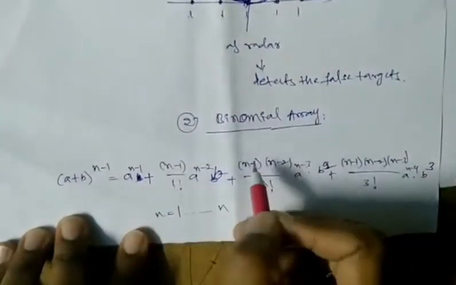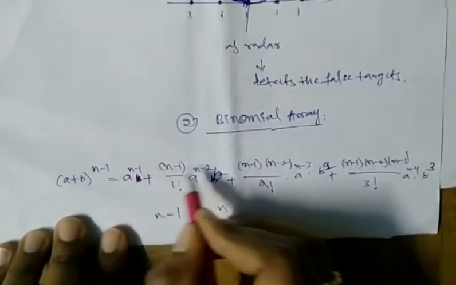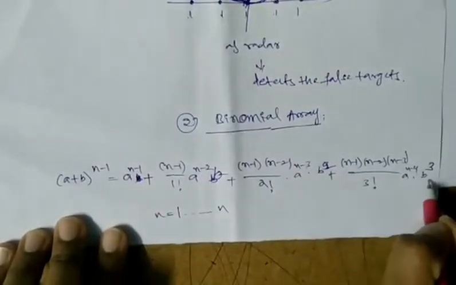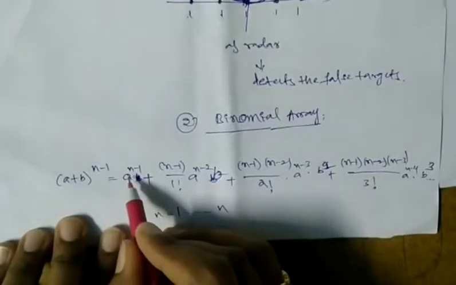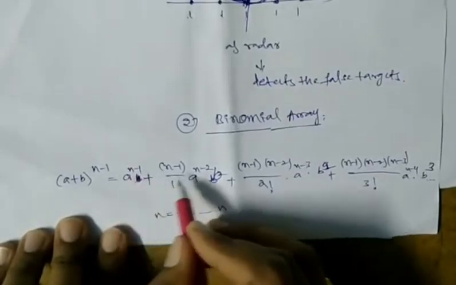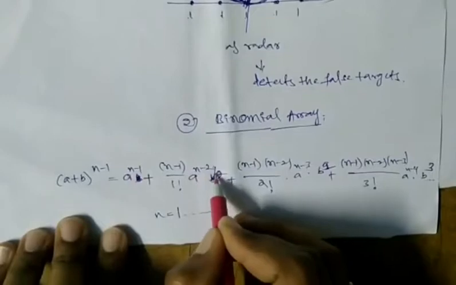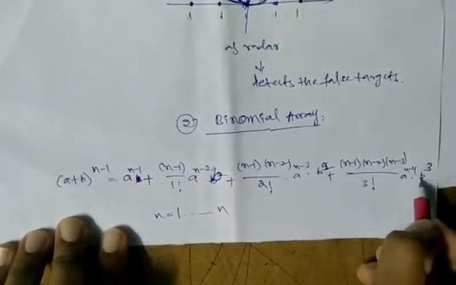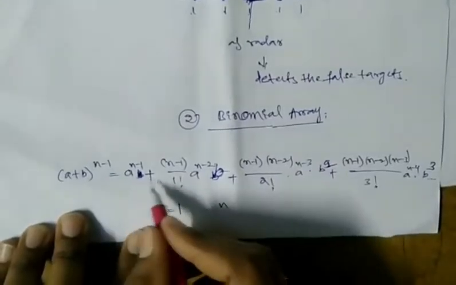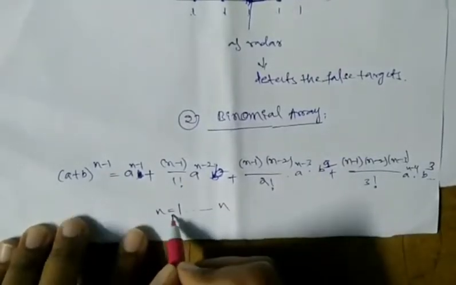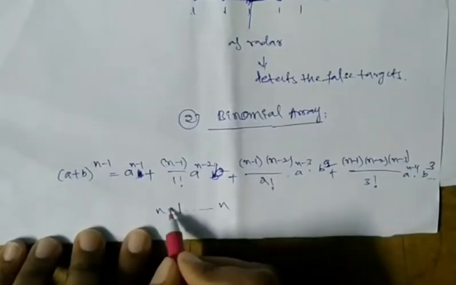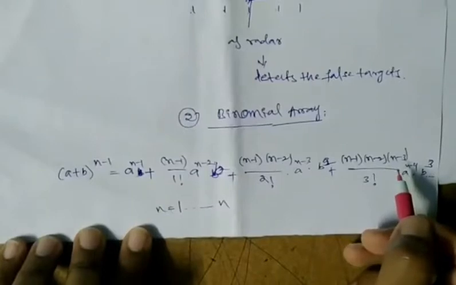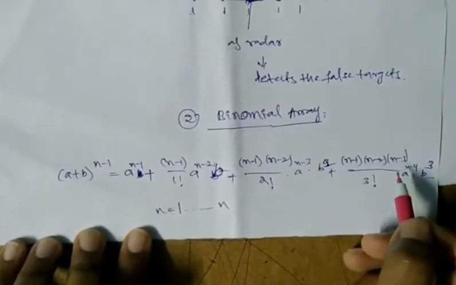See here, observe this formula: a to the power of n minus 1, a to the power of n minus 2, a to the power of n minus 3, a to the power of n minus 4, and so on. Here the degree of a decreases and the degree of b increases: b square, b cube. In this formula, whenever we substitute the n values, we obtain the binomial coefficients.